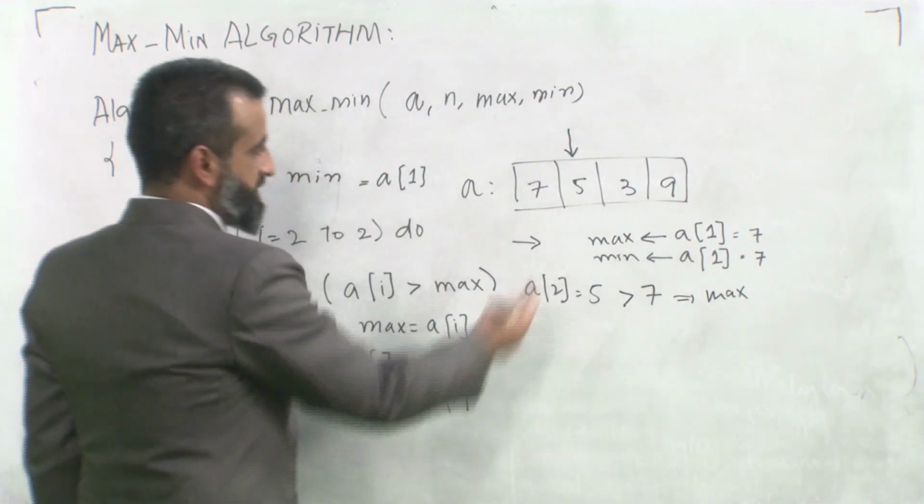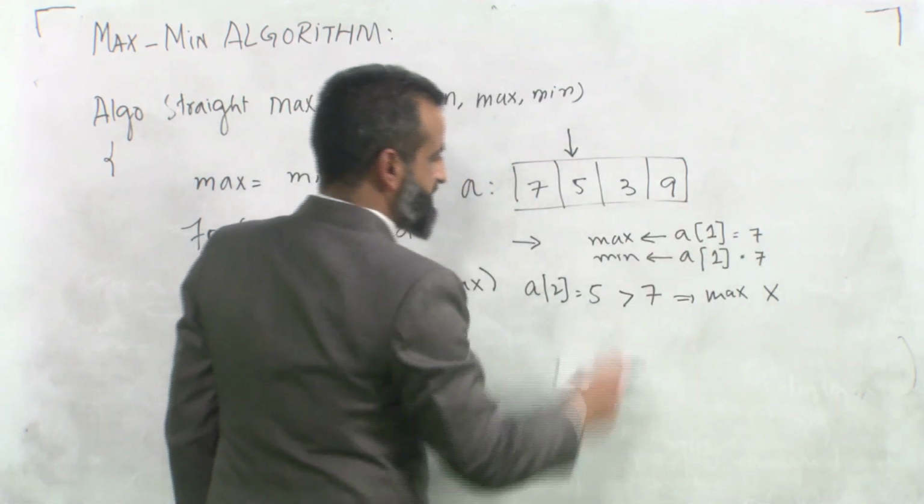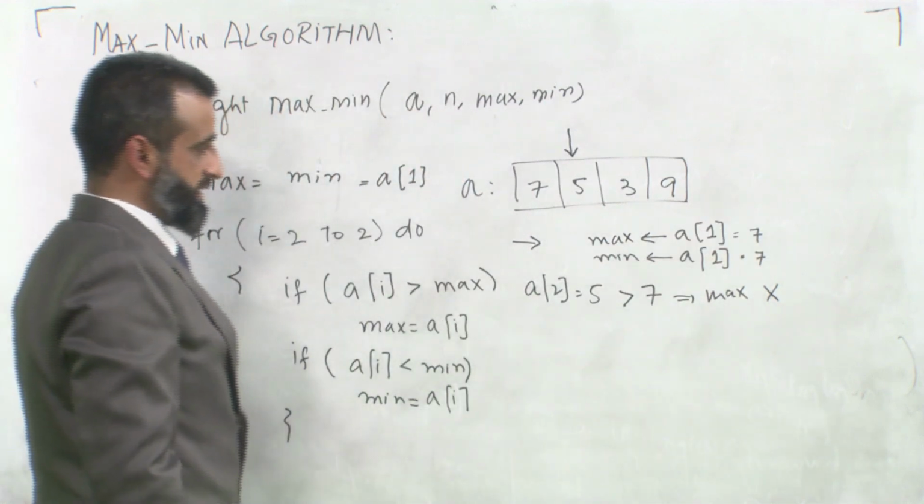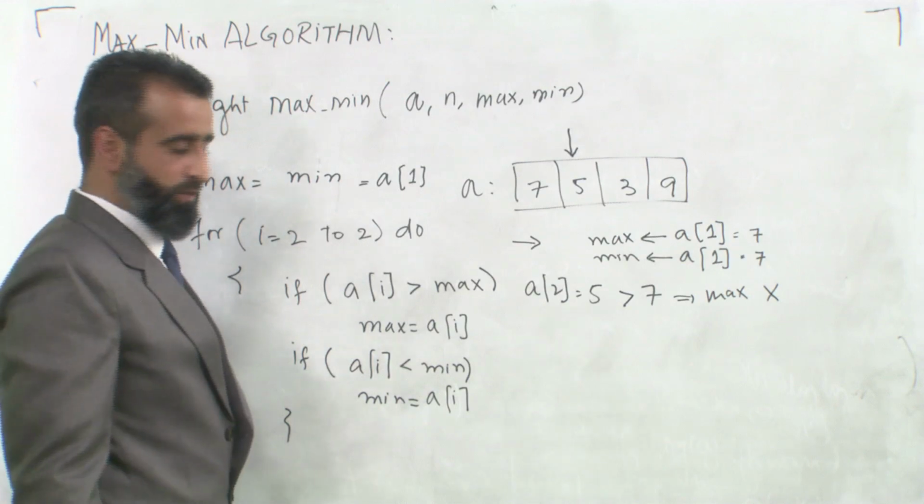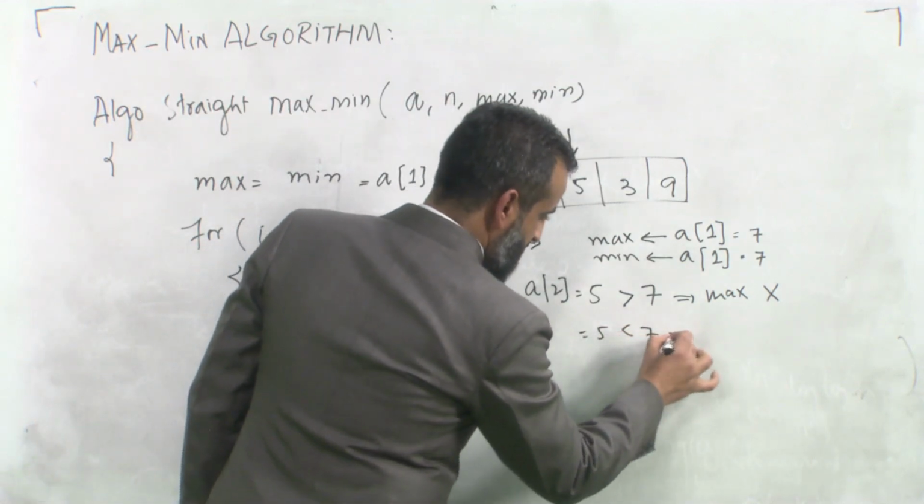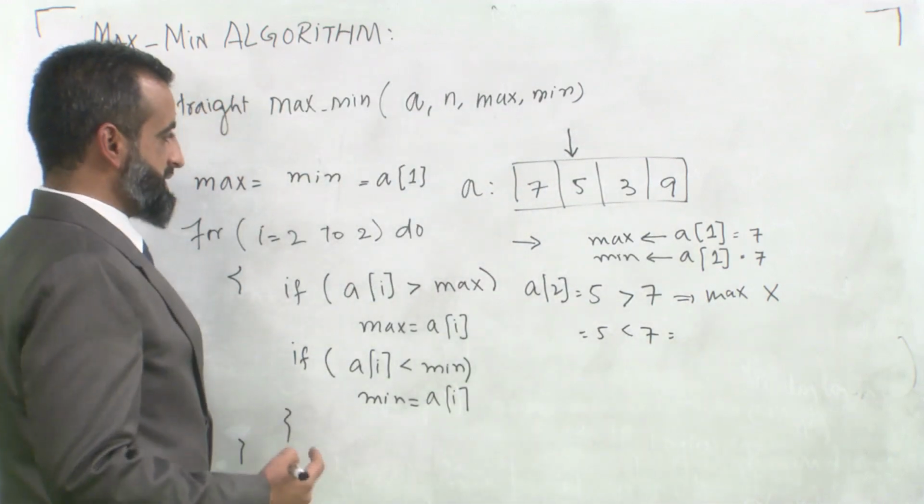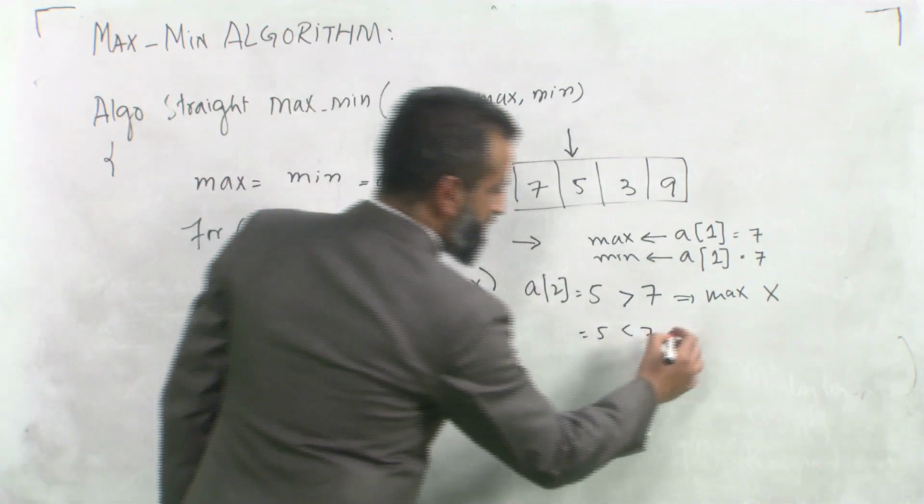But since in this case 5 is less than 7, the condition is false, so max will only retain the earlier value that it has of 7. Let's check this 7 for the second condition of minimum values. Now is my a of 7, 5, less or equal to 7, which is true in this case. 5 actually is less than 7. So in that case we'll overwrite the value of minimum by the new value.